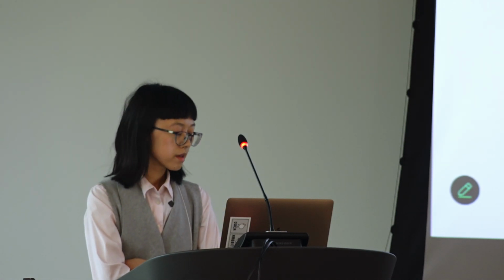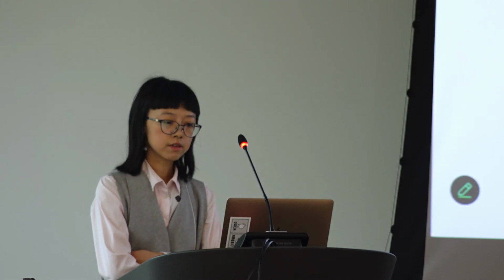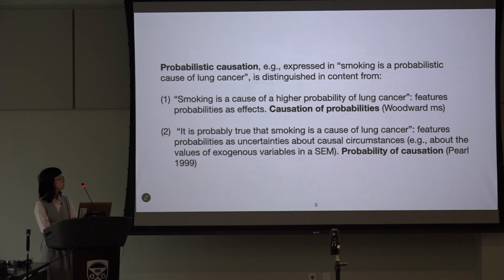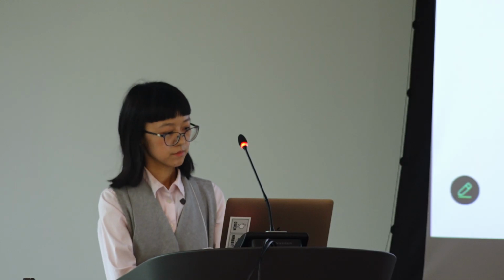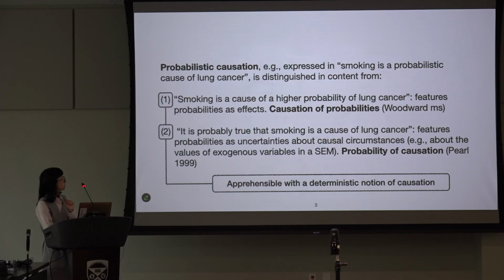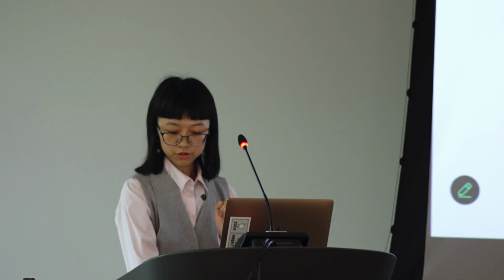And second, one may say, it's probably true that smoking is a cause of lung cancer. And that features probabilities as uncertainties about causal circumstance, such as about the exact values of exogenous variables in the causal model. So we may call this probability of causation. And an important thing to notice is that both of the two notions are compatible with the deterministic notion of causation, while probabilistic causation is in direct contrast to the deterministic notion of causation.